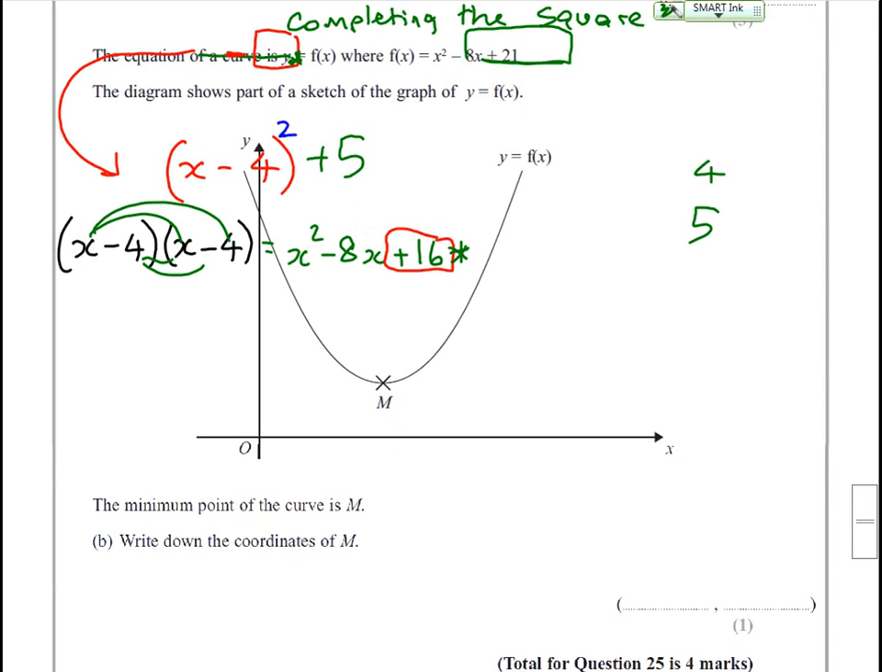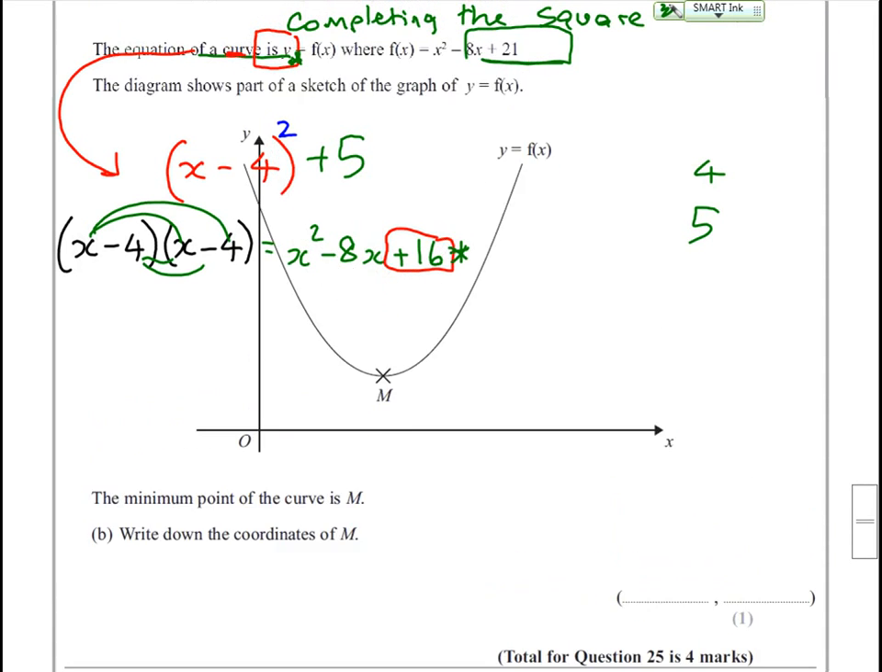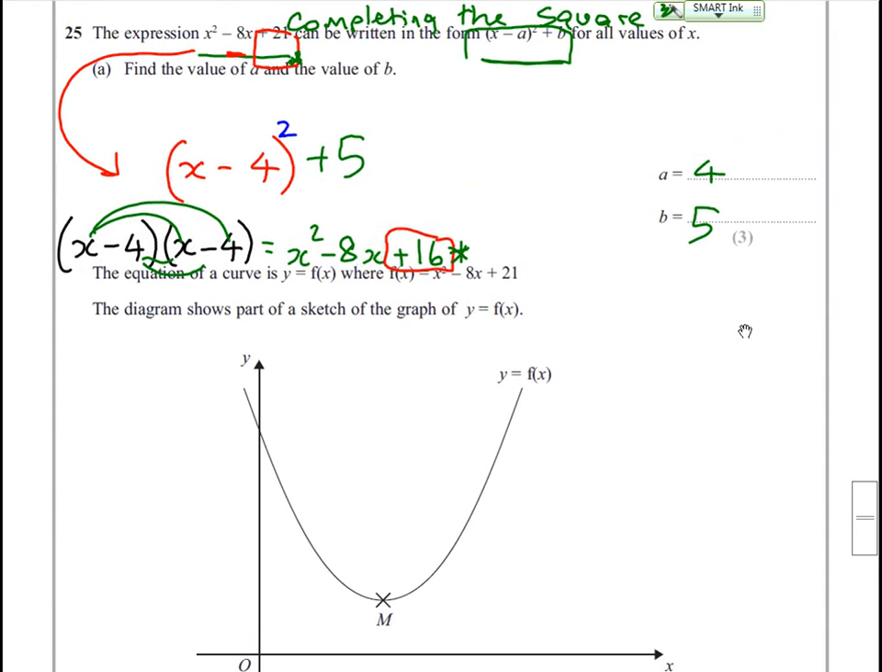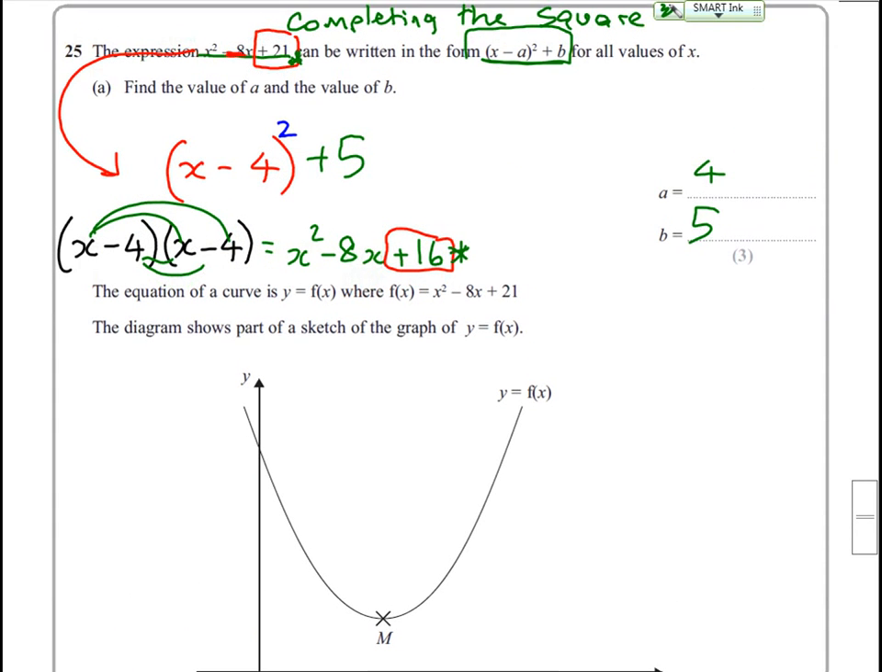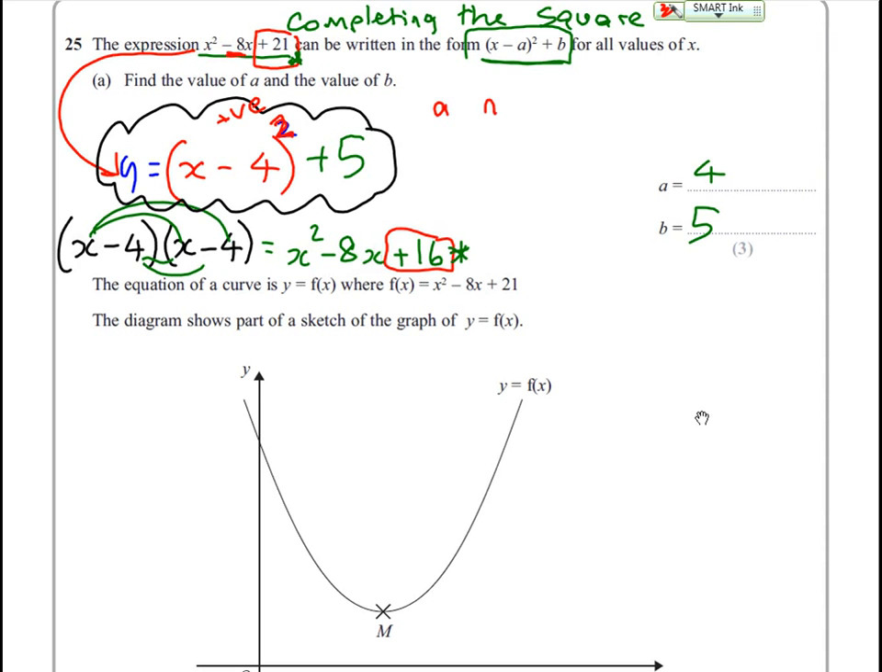The minimum point of the curve is M. Write down the coordinates of M. Now the completed square form is actually very useful for this purpose, because if we look at this expression for y, what we can tell is that this red thing here is definitely going to be positive. Why is that? Because it's a number squared. A number squared is going to be positive.